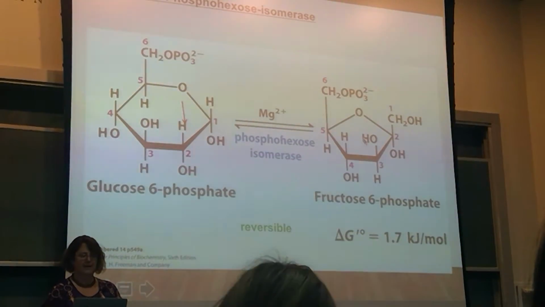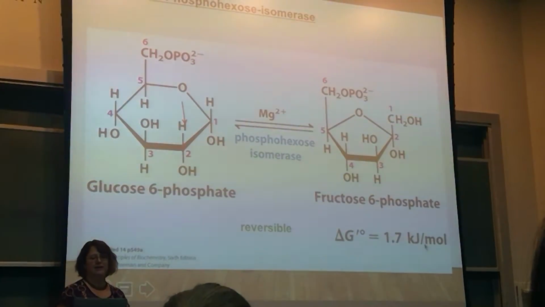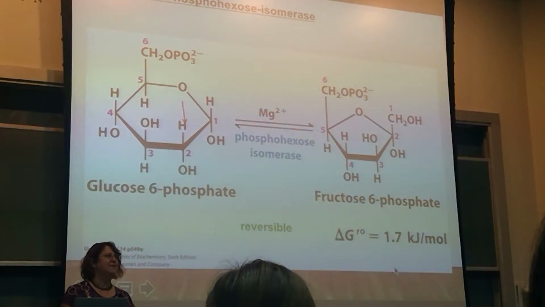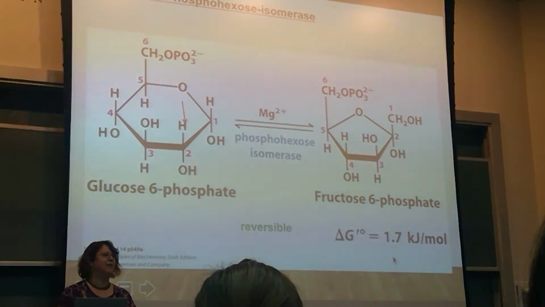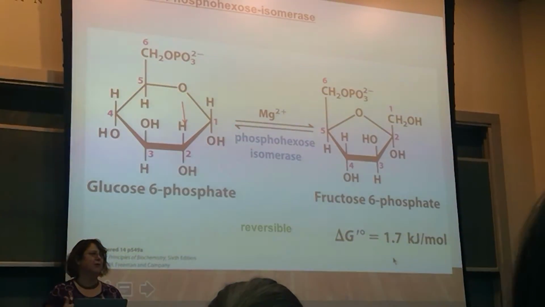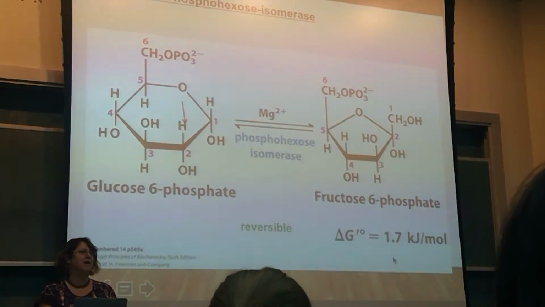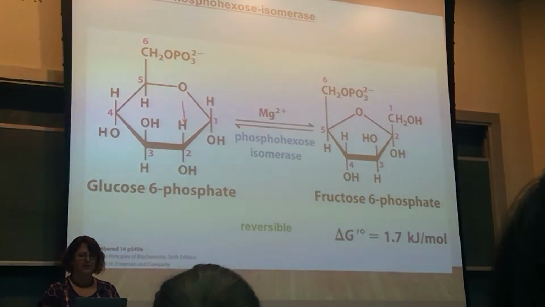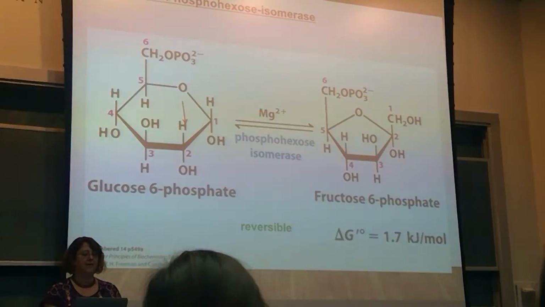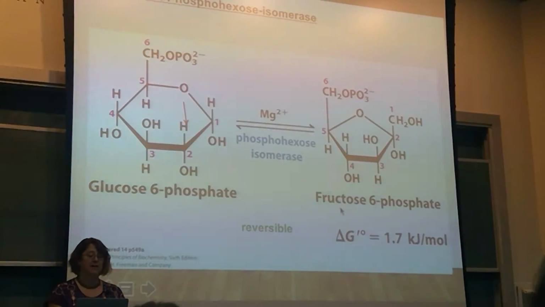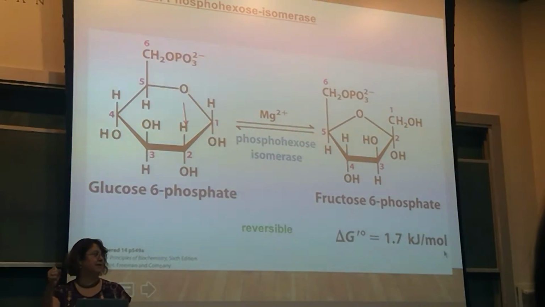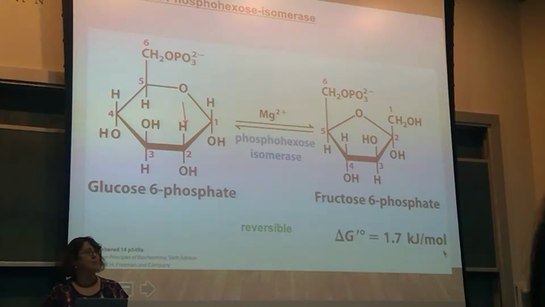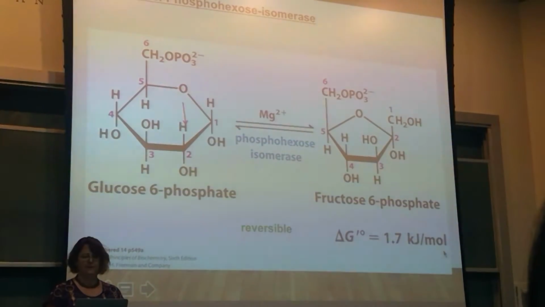And it's reversible, as you can see. And the delta G is 1.7, so it's right on the edge of going in one direction or another, so you'll often see this kind of delta G if something is reversible. And it'll depend on the concentration of the compounds in the cell. So to get it to go this direction, you have to pull the product away. You want to keep the product concentration low to keep things moving.